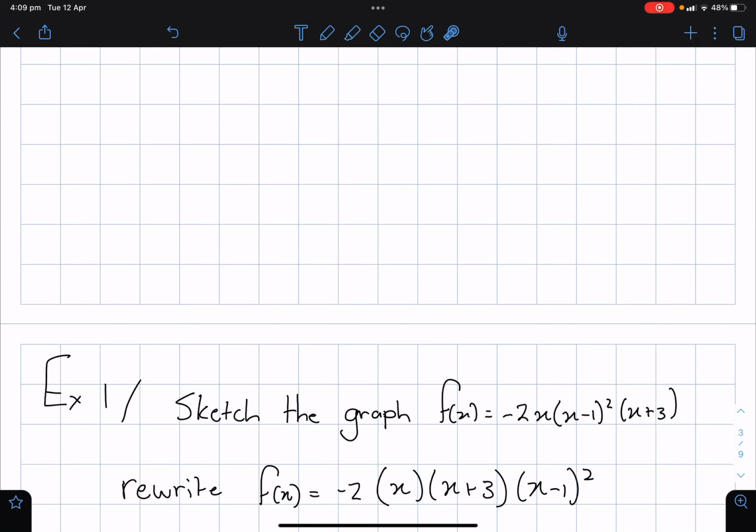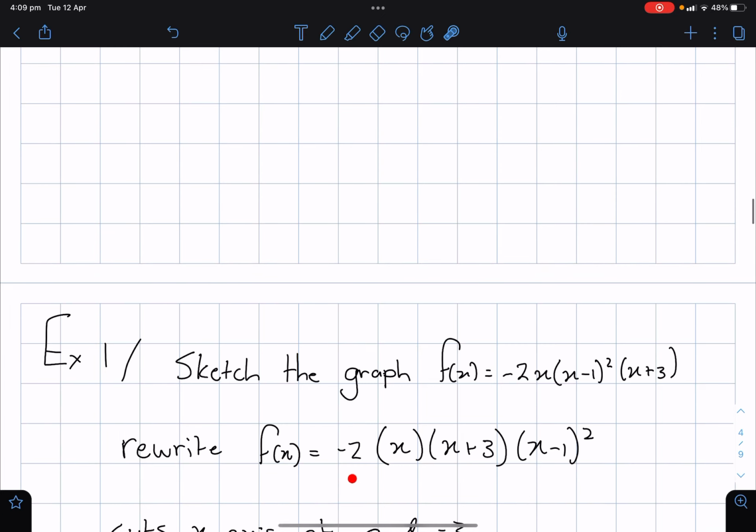So we're going to sketch the graph f(x) = −2x(x − 1)²(x + 3). Now I like to rewrite this so we're sort of ascending in order. So we've got our a value at the front, then we've got our linear factors, our squared factors, and then if there are cubed factors or factors to the power of 4, we include them at the end.